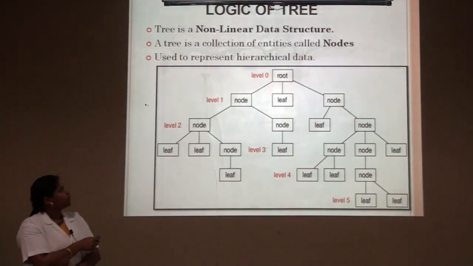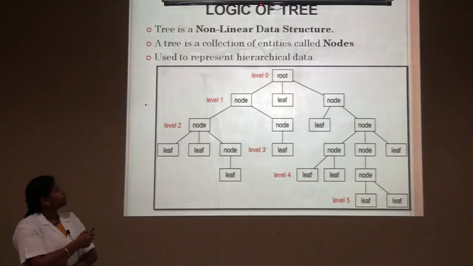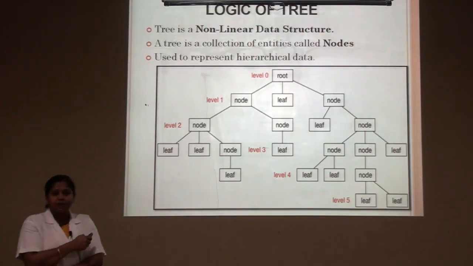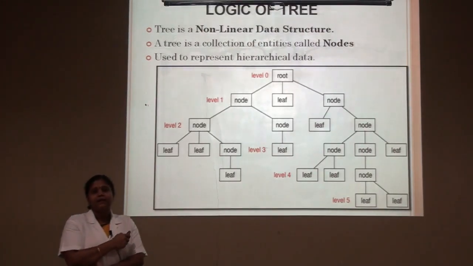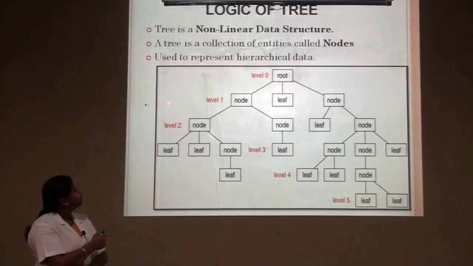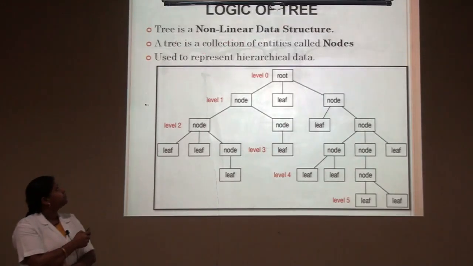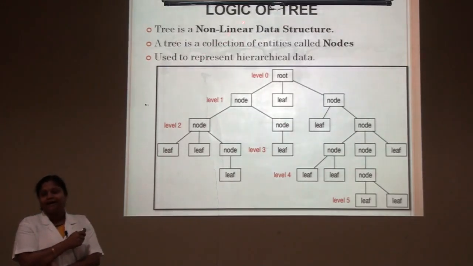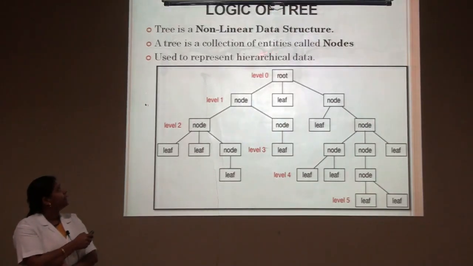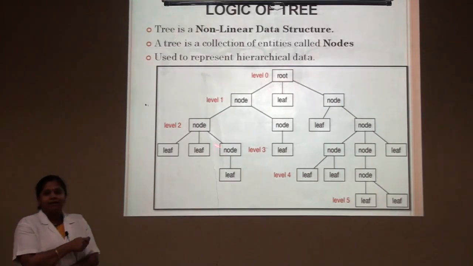So, this is the logic of the tree. What is a tree basically? In today's session we will discuss the tree data structure. It is a kind of non-linear data structure. In a tree, which is a non-linear data structure, it consists of nodes, otherwise called entities, and these are organized in the form of a hierarchical arrangement.